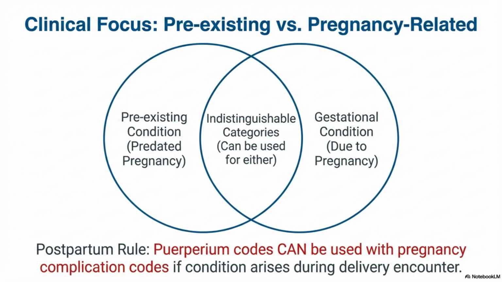Chapter 15 includes categories for pre-existing conditions, gestational conditions, and conditions that can be either, depending on documentation. Always code based on what the provider states. If the condition arises during the delivery encounter, postpartum codes may be used alongside pregnancy complication codes.